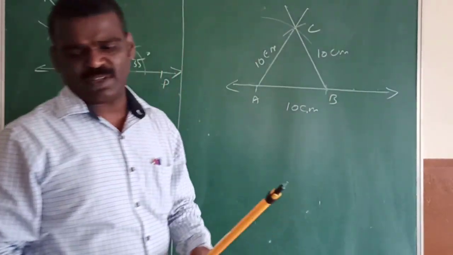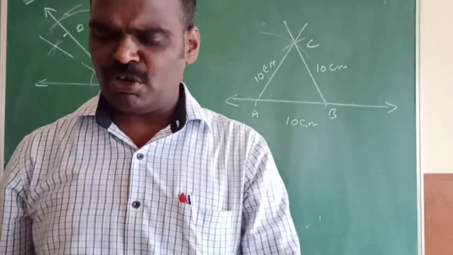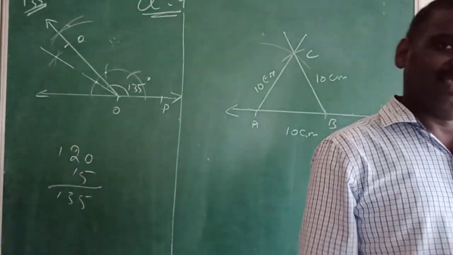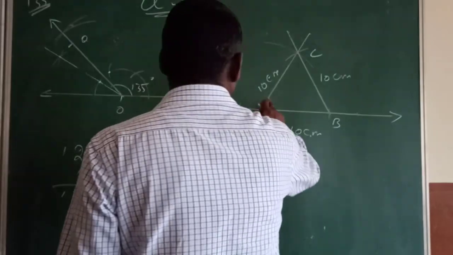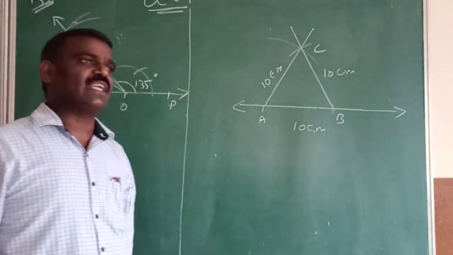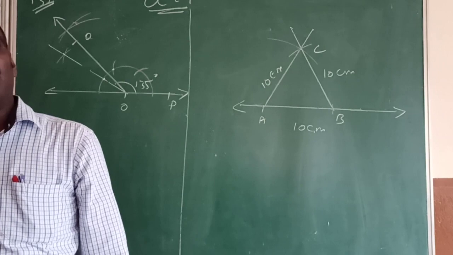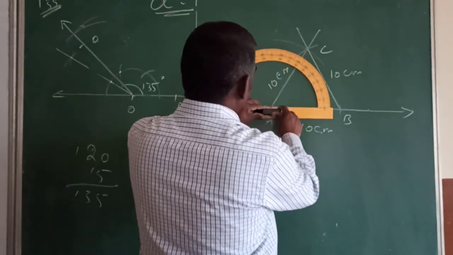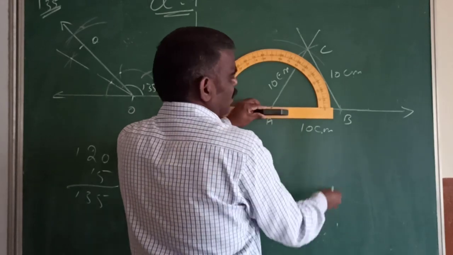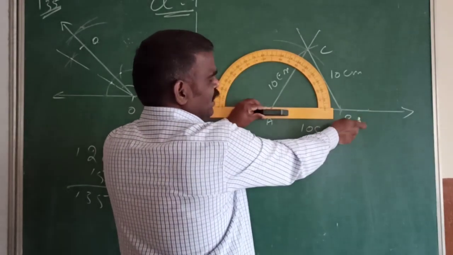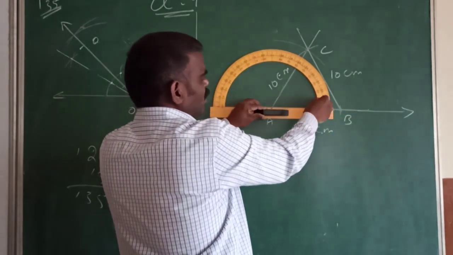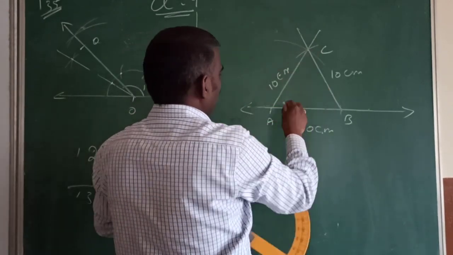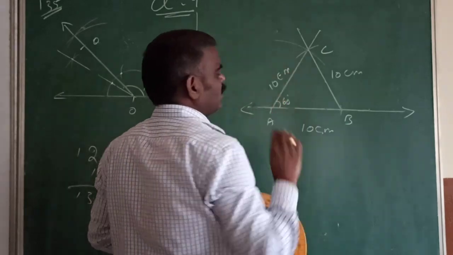Now, how to justify? How will you justify? If it is an equilateral triangle, all the angles also should be equal to how many degrees? 60 degree, right? So 60, 60, 60, how much? 180. Let us check whether all the angles are 60 degree or not. Yes, take your protractor. Keep it at the point A. Count 0, 10, 20, 30, 40, 50, 60. So 60 degree this is.